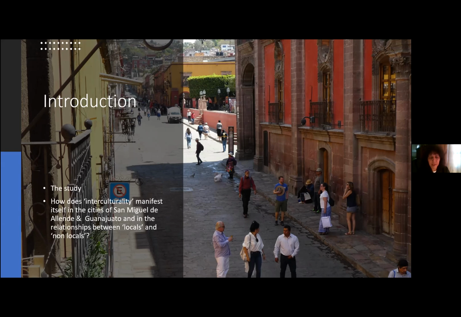The population in the city of Guanajuato is about 194,000, and San Miguel de Allende 174,000, of which 20 or 25,000 are Americans. The numbers vary because some foreigners live there full-time or part-time. However, the American population is the largest minority group among foreign nationals living in the city.